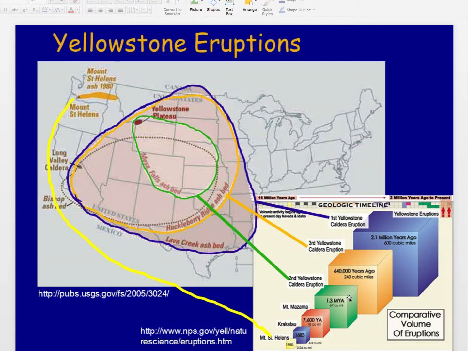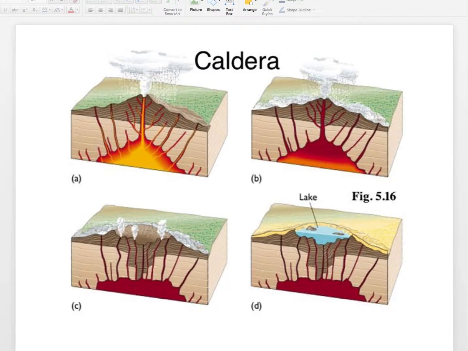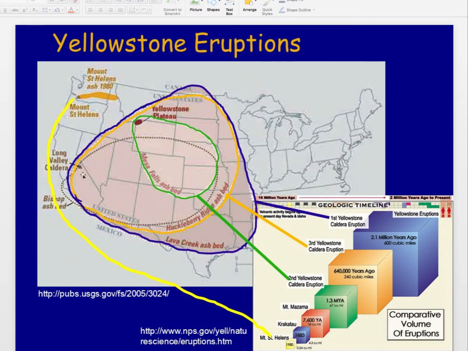And then just comparison, Mount St. Helens was maybe a quarter of a cubic mile. Krakatoa, a huge eruption in 1883, was 4.3 cubic miles. Mount Mazama, which is the one that formed Crater Lake, Oregon, was about 18 cubic miles. And so Mount Mazama, well, you can't see it here, but that's up here in southern Oregon, which is Crater Lake, Oregon. So in other words, the volcano that used to be at Crater Lake, Oregon was called Mount Mazama. At least that's what geologists have named it. So these caldera eruptions are just huge catastrophic events.